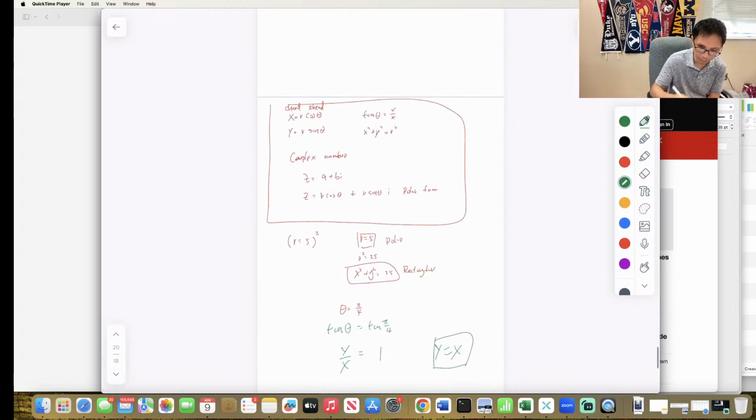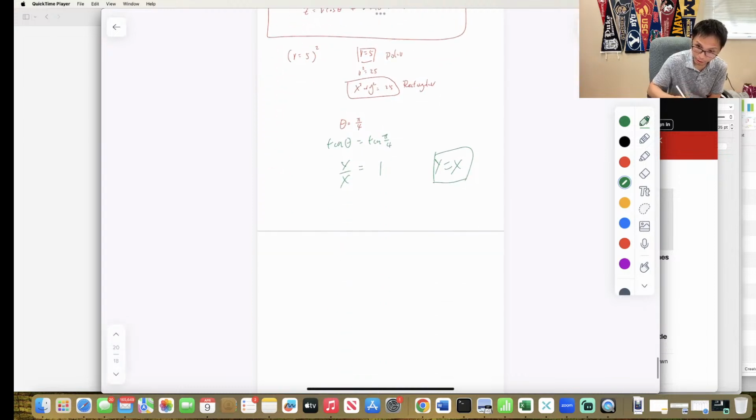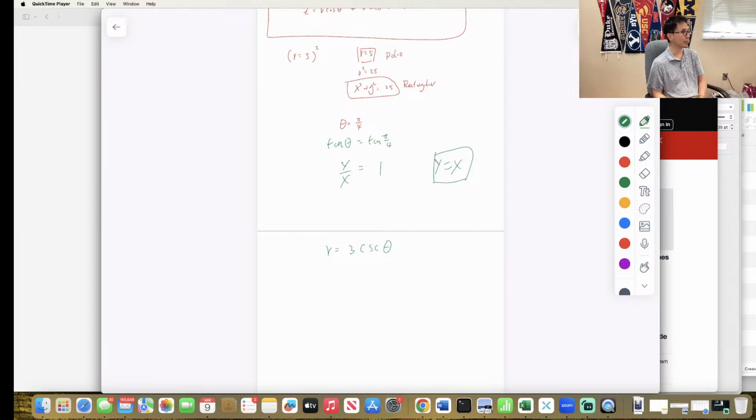Okay. So remember, you got to learn how to make adjustments to this. So r equal to 3 cosecant theta. What do you think it is in rectangular? Rectangular is going to be x and y's. So how do I convert to x and y? What's a good idea for doing here?